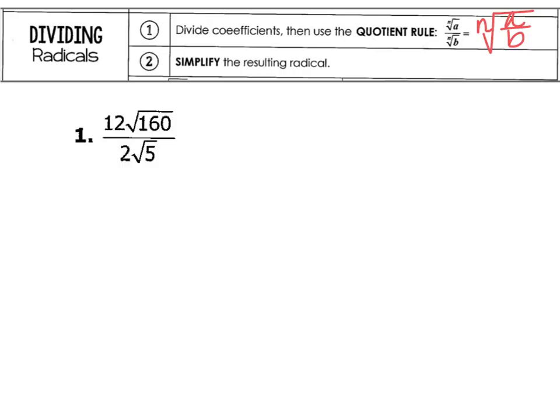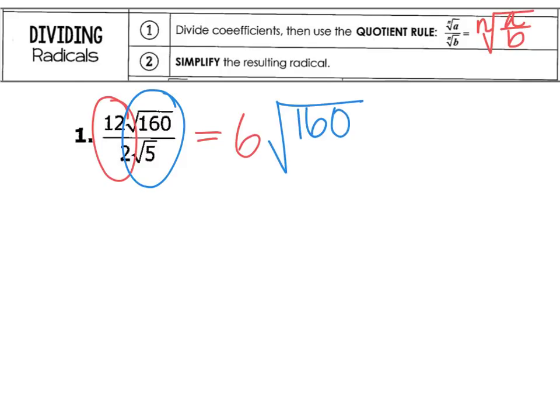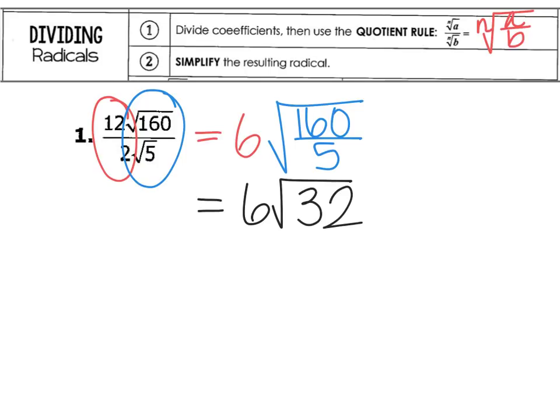So, for example number 1, first thing you want to do is divide the coefficients. So 12 divided by 2 gives us 6. Then we want to rewrite the square root of 160 divided by the square root of 5 under one radical. So we rewrite it as square root of 160 divided by 5. Then we know we can divide 160 by 5. So we end up with 6 times square root of 32, since 160 divided by 5 gives us 32.